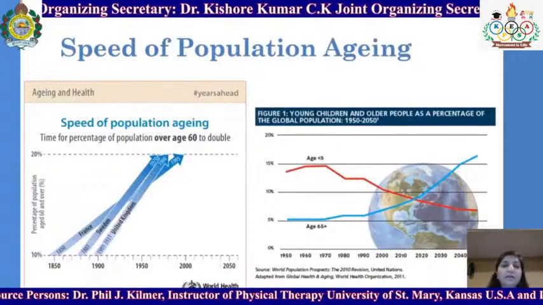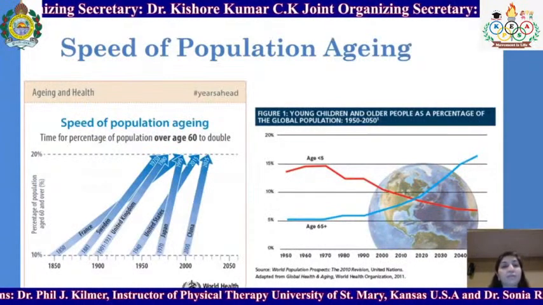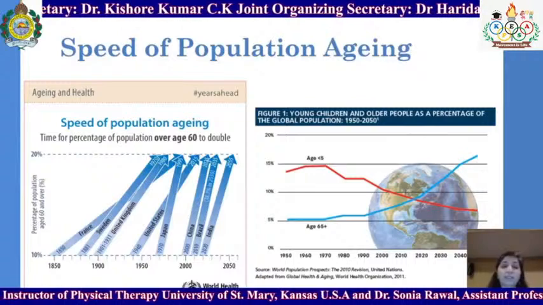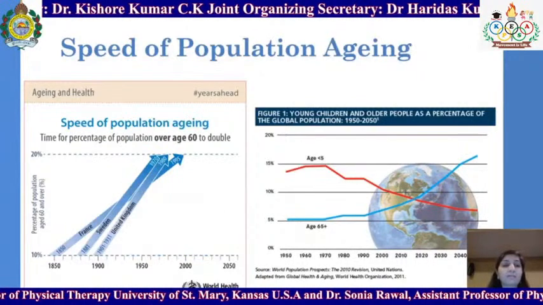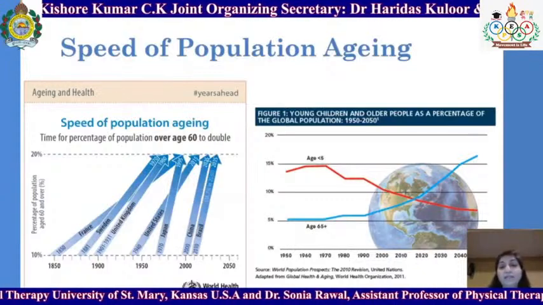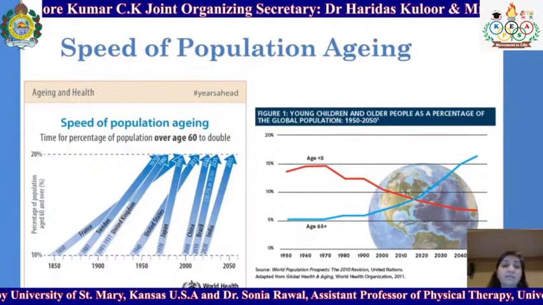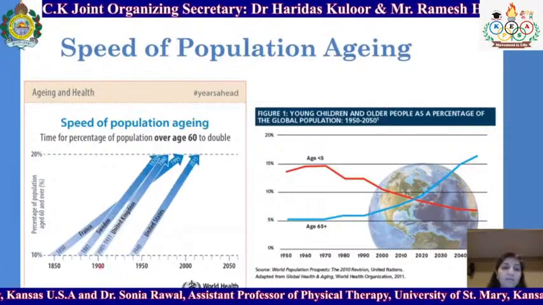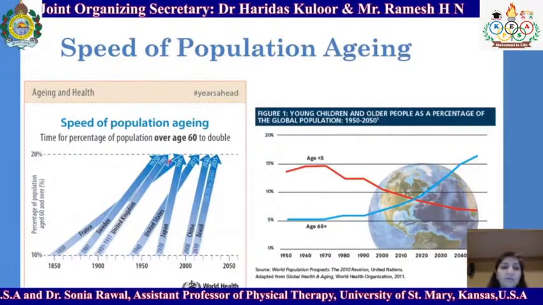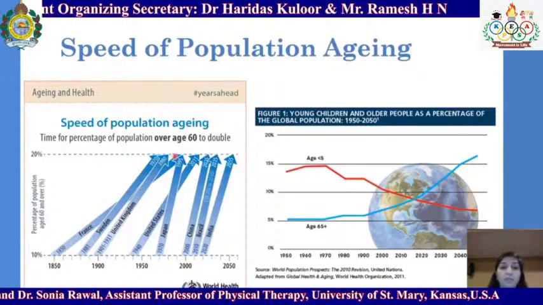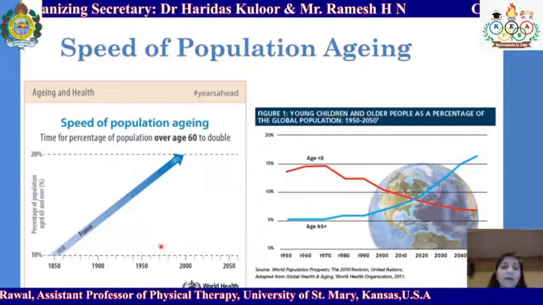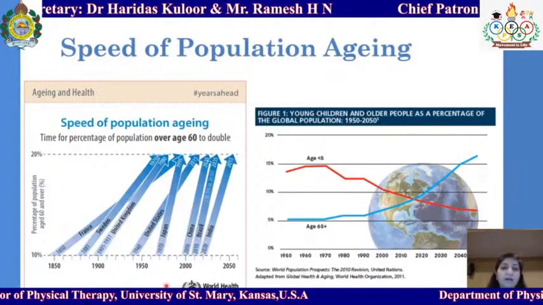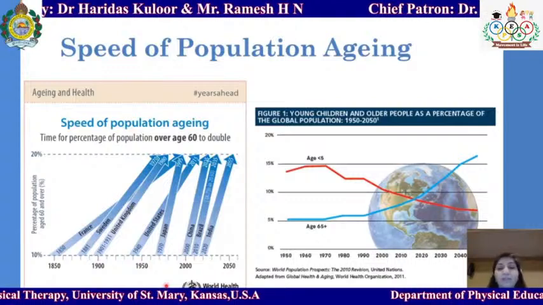So in 2010, about 8% of the world population was above the age of 65 years. And in 2050, it is projected that 16% of the world population is going to be above the age 65. So the speed of population aging is really fast. Although in the developed countries, for example, here you can see France, it took France about 100 years to double its population above the age of 60. But in developing countries like Japan, China, Brazil, India, it will take 25 to 35 years to double its population above the age of 60 years.